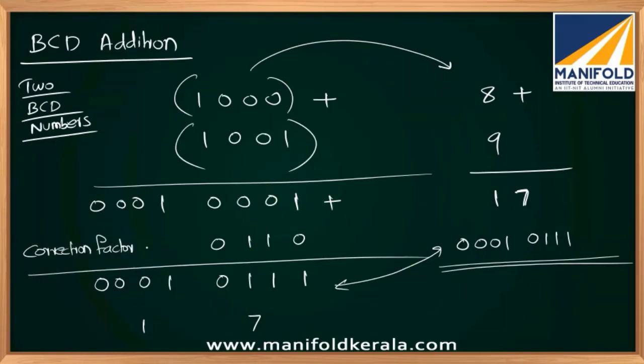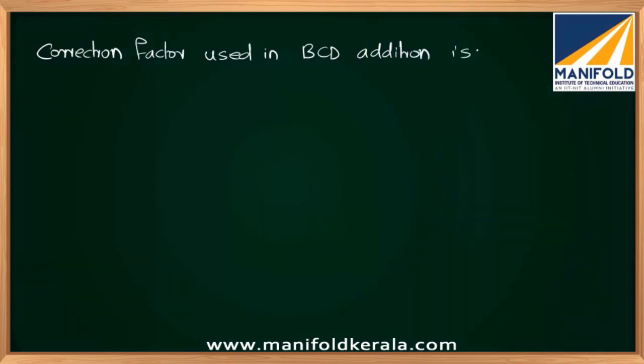What is the correction factor added in BCD addition? The correction factor added in BCD addition is binary 6. Please remember this, it is very important and can be asked as a question: the correction factor used in BCD addition is binary 6. When I say 6, basically you are using the binary of 6.